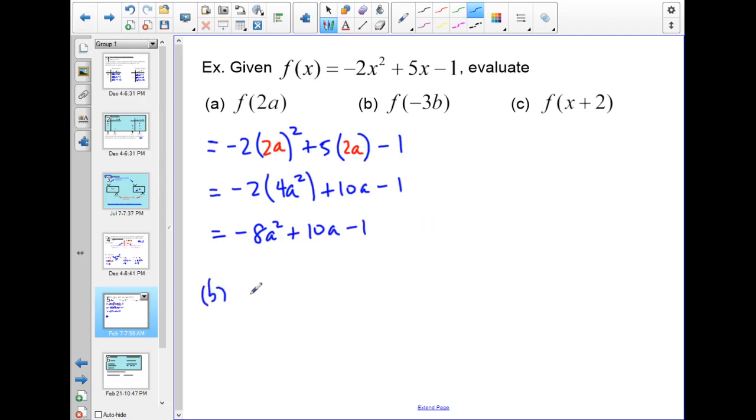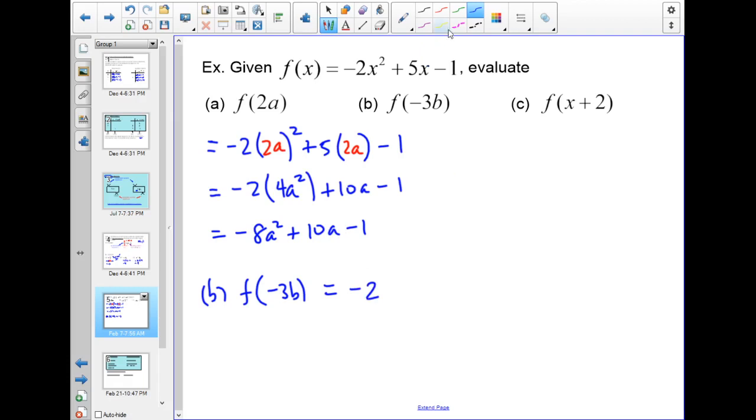Let's take a look at b. That one is f of negative 3b. And once you start to get the hang of this, you realize that this stuff about function notation is not particularly difficult or sophisticated, but it is something you need to grow accustomed to.